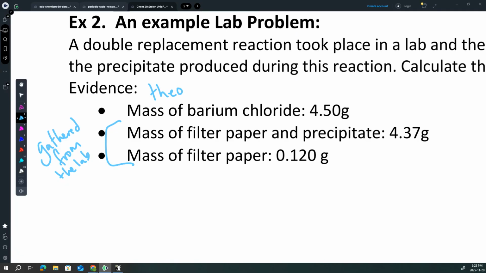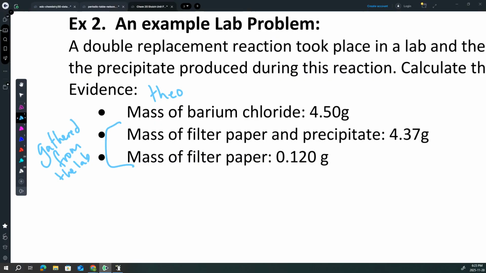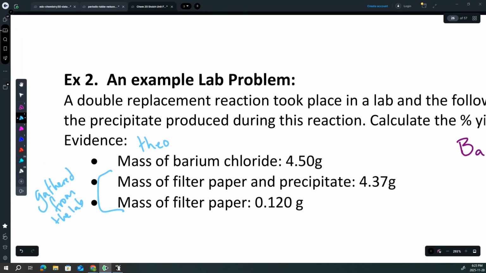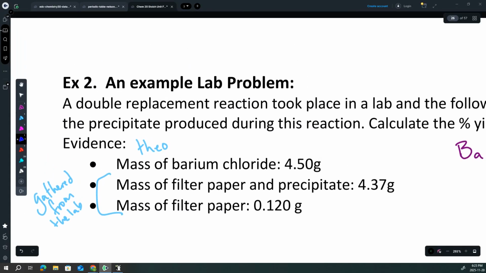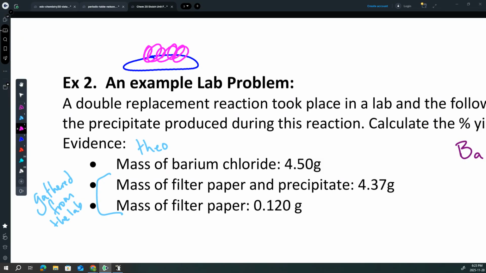Because you're only going to deal with filter paper in the lab. So they've given us filter paper and precipitate is 4.37 grams. The mass of the filter paper alone is just 0.12 grams. So essentially, I'm going to just do a little drawing to explain the math here. So we got our filter paper and precipitate. We've got our filter paper.